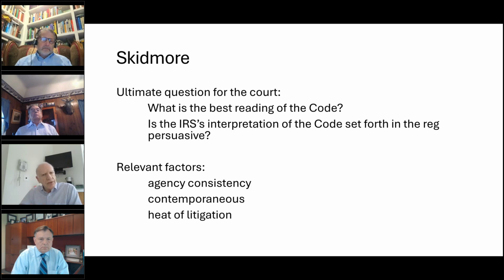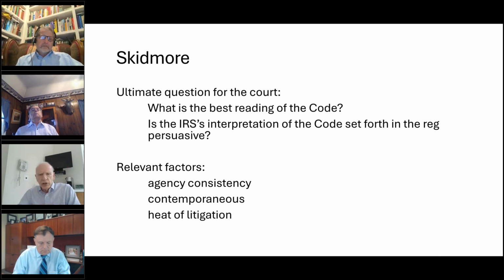Heat of litigation. I think heat of litigation is another factor that will cut against the agency. If they've been litigating the issue and now they want to take a position so that they can somehow leverage it in litigation, or they want to overrule prior decisions. Not so fast. They're not going to get any Skidmore deference, in my view. Okay, so I think those are the key relevant factors. Let's take a look at the next slide.